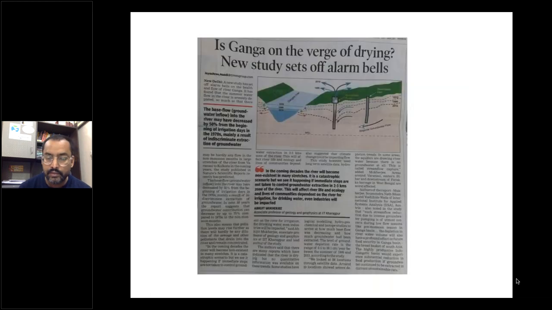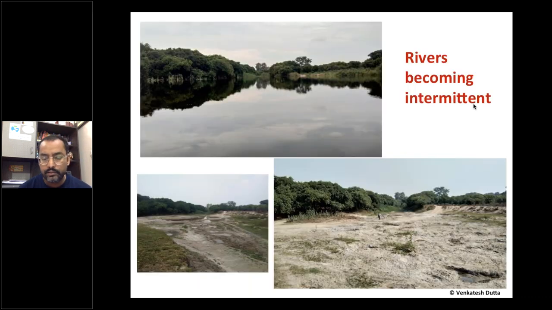And the reason is that the groundwater is going deeper and deeper. There is loss of base flow. If you remember, I gave you this term, groundwater inflows. And there was a newspaper article last year that Ganga is on the verge of drying. There was a question mark, but actually it is happening. You may not see Ganga dry, but if you see the smaller rivers which I'm working on, they are becoming intermittent.